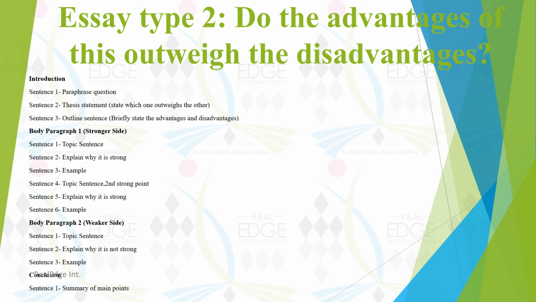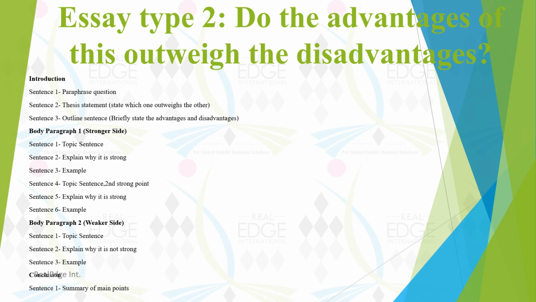Sentence number 1 is a topic sentence whereby you state your first strong point. Sentence number 2, you explain why it is strong. Sentence number 3, you state a relevant example. Sentence number 4, you state your second strong point. Sentence number 5, you explain why it is strong. And sentence number 6, you state a relevant example to your second strong point.